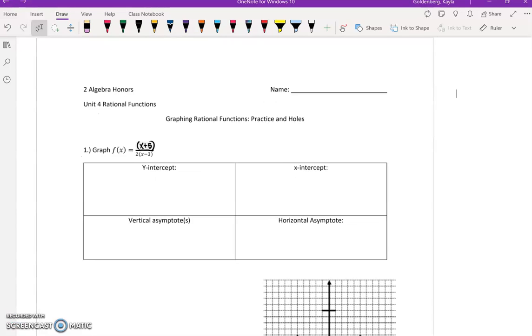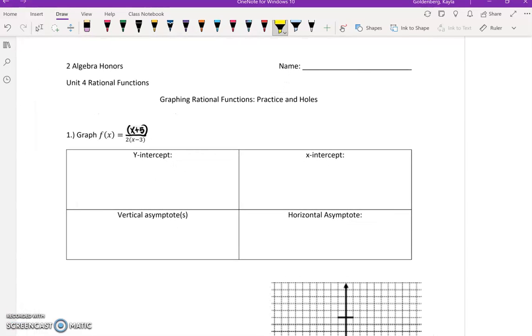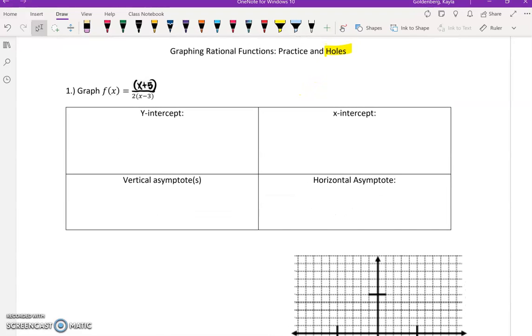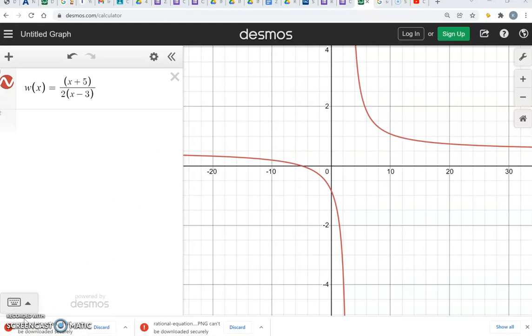Hey Algebra 2 students, this video is all about what a hole is. I'm just going to show you one quick graph without a hole and then do a small tweak to create a hole so you can see the big idea. So here's our graph. I'm going to put this in Desmos, (x + 5)/(2(x - 3)). So here is our graph.